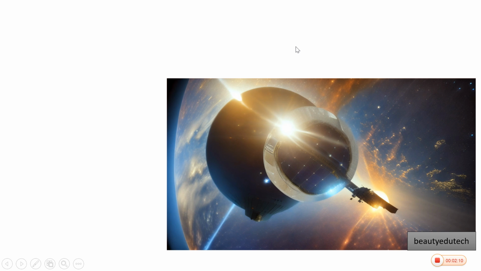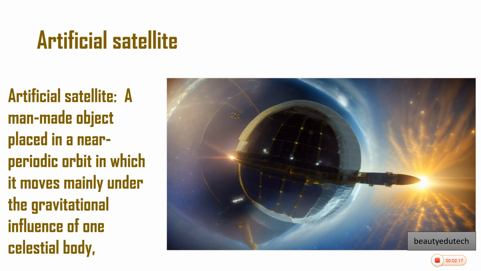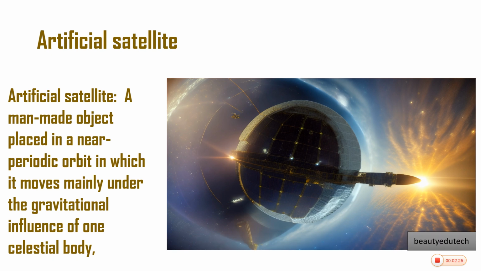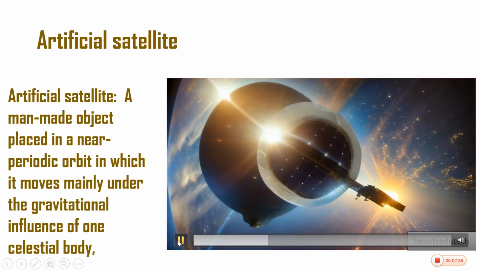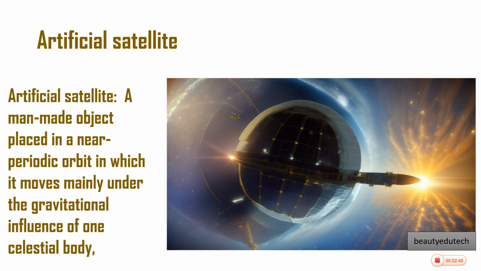Now let's look at the man-made satellite, the artificial satellite. An artificial satellite is a man-made object placed in a near periodic orbit in which it moves mainly under the gravitational influence of one celestial body. The demo on the screen is showing us an artificial satellite. This artificial satellite is orbiting the Earth.